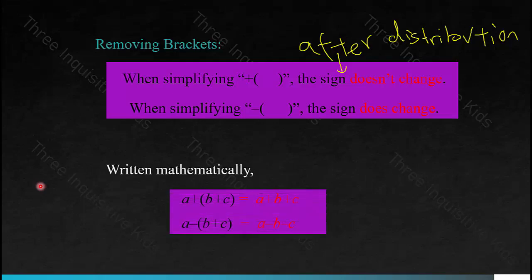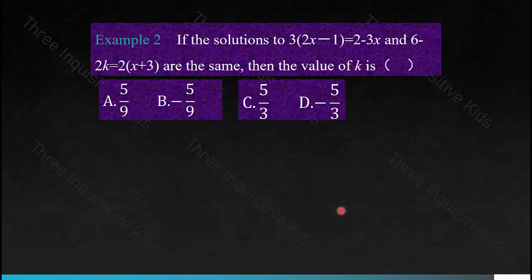Written mathematically, a plus the sum of b and c would be equal to a plus b plus c. But if it was a minus the sum of b and c, it would be a minus b minus c. So plus b turns into minus b, and plus c turns into negative c.